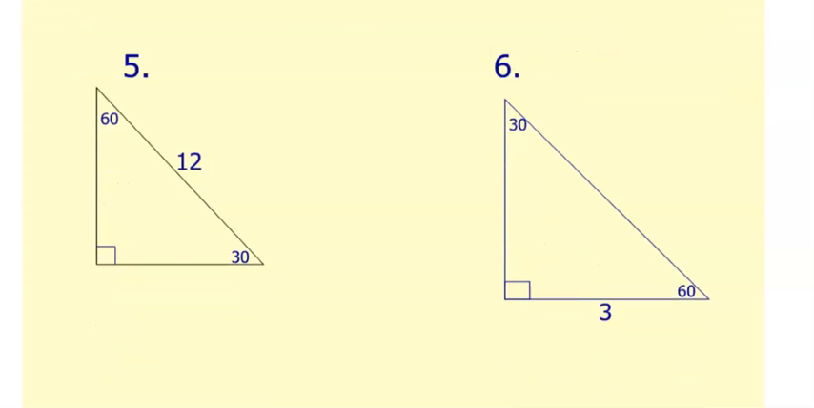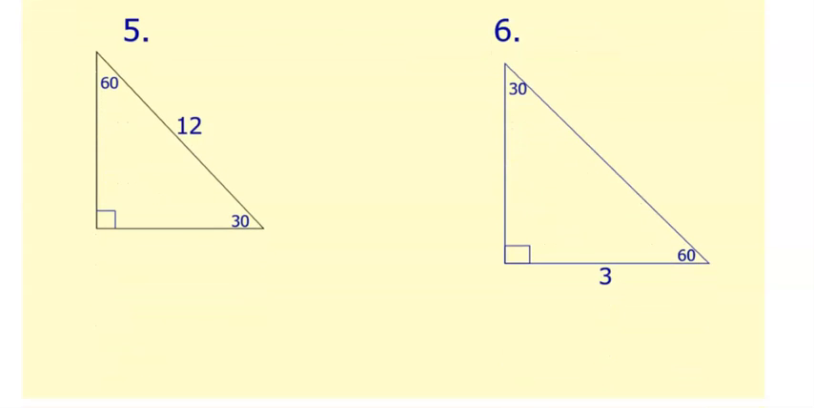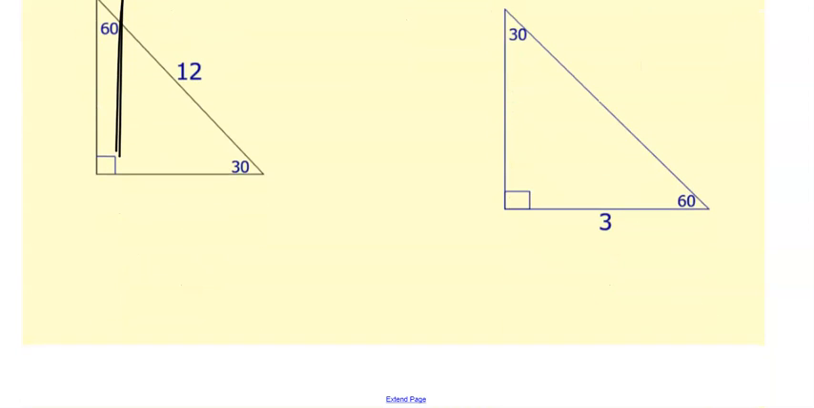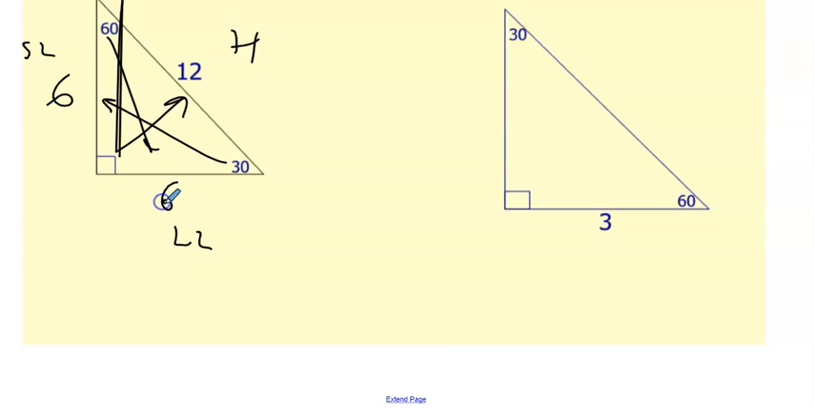All right. Always label first. I love this board. There we go. So that's the hypotenuse, short leg, long leg. So we always go from hypotenuse to the short leg if we can. 12 divided by 2 is 6. Then we go to the long leg, we just tack a radical 3 on there.